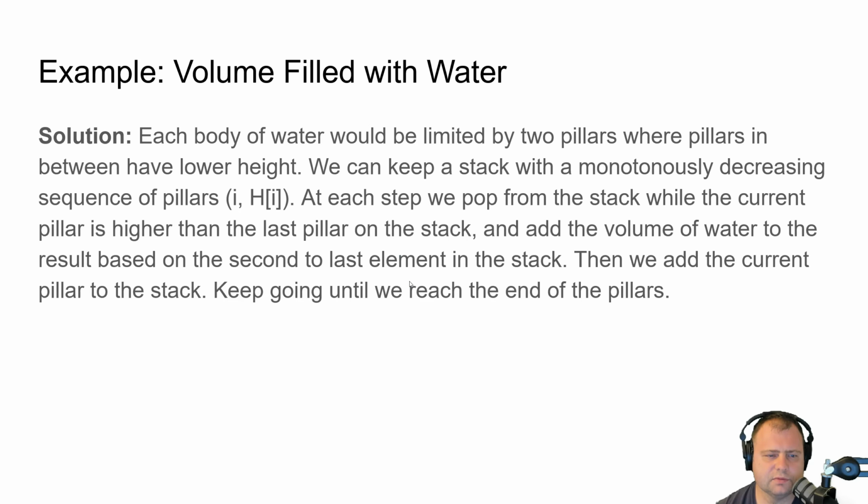Let's take a look at the solution. Each body of water will be limited by two pillars, where the pillars in between have lower height. We can keep a stack with a monotonously decreasing sequence of pillars, i and h_i. At each step we pop from the stack while the current pillar is higher than the last pillar in the stack, and add the volume of water to the result based on the second to last element in the stack. Then we add the current pillar to the stack and keep going until we reach the end of the pillars. So it's a very short explanation, but let's take a look at what it actually means.